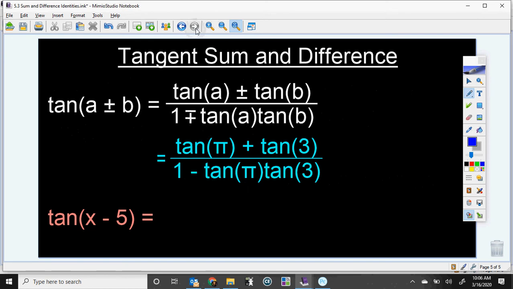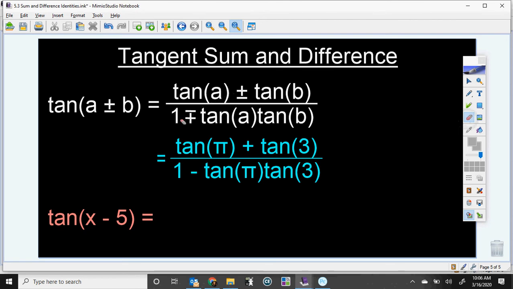Alright, and then that brings us to tangent. Tangent may look a little scarier, but it's really not that bad. So notice we do have both sets of signs. So here I have regular plus or minus. In the bottom we have minus positive. So in the top we use the same sign. In the bottom we use opposite.